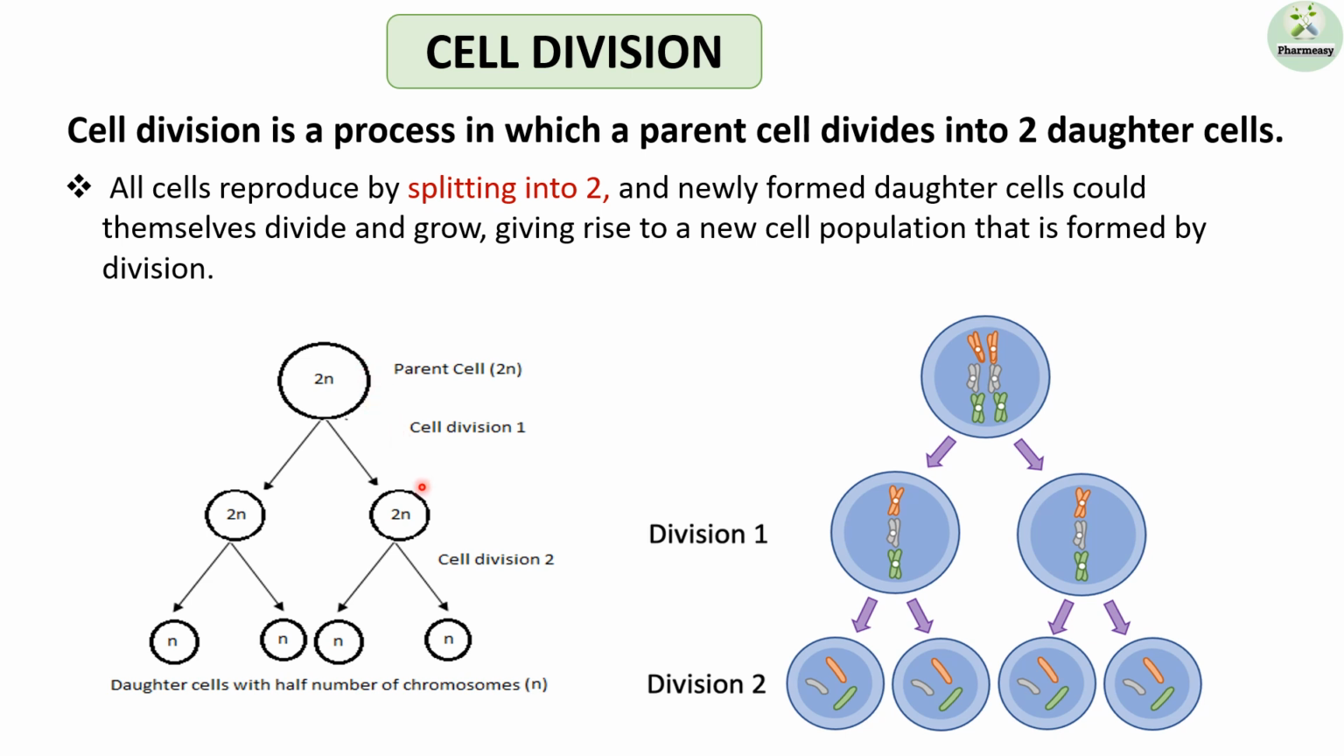In this part, chromosome number is same as parent cell, that is 2n to 2n, so it's mitosis, and in this chromosome number becomes half, that is 2n to n, so it's meiosis.